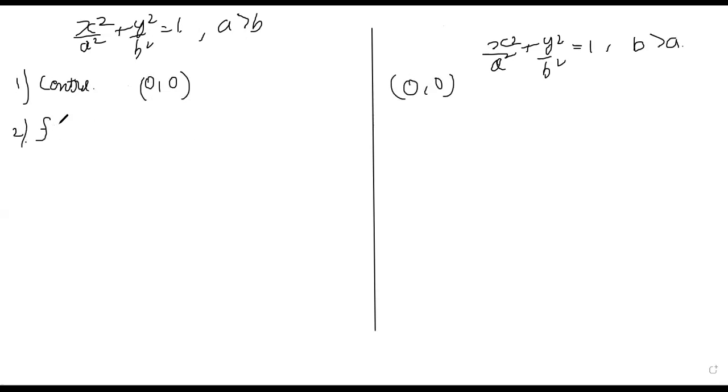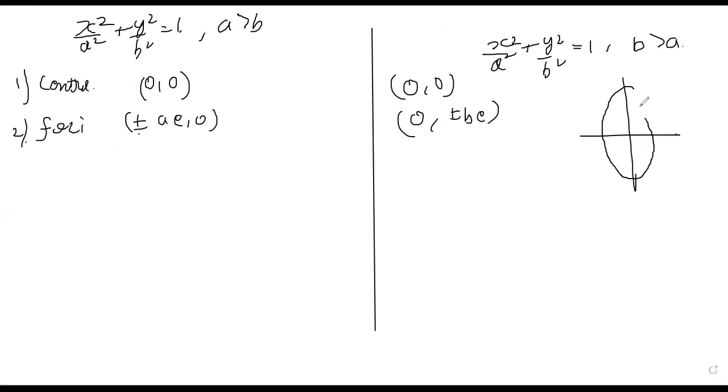Next one is foci. So in this case, foci was plus minus ae, 0. And in this case, the focus will be what? 0, plus minus be. Because in this ellipse, the major axis is what? The y-axis. So in this case, the vertices will be 0, b and 0, minus b. So focus will be 0, minus be and 0, plus be. So that's why the focus is 0, plus minus be.